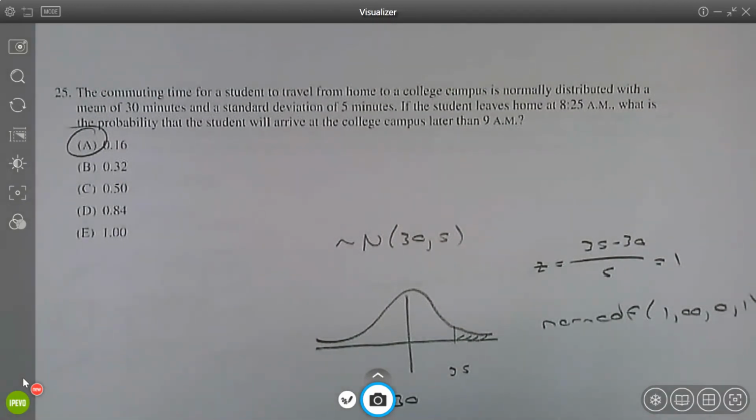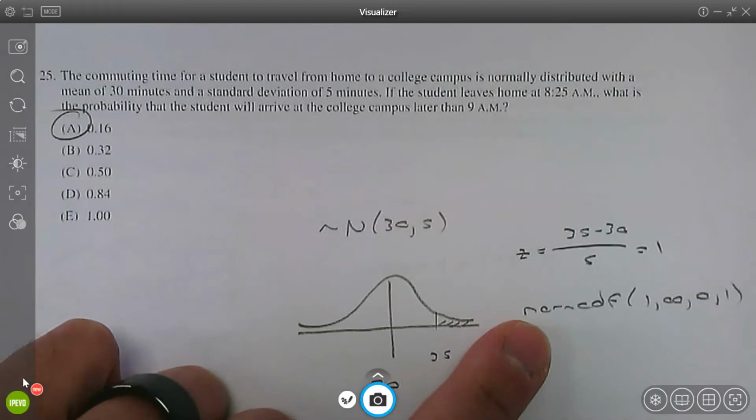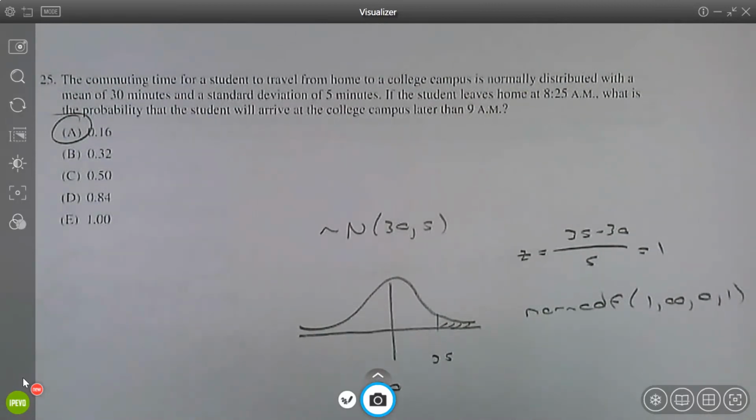25. Travel time is normally distributed with this mean and standard deviation. If they leave at 8:25, what's the probability they get there later than 9? So it'll take them more than 35 minutes. Just getting a z-score and then doing normal CDF from 1 to infinity, it's going to be about 16% of the time that they would be late.